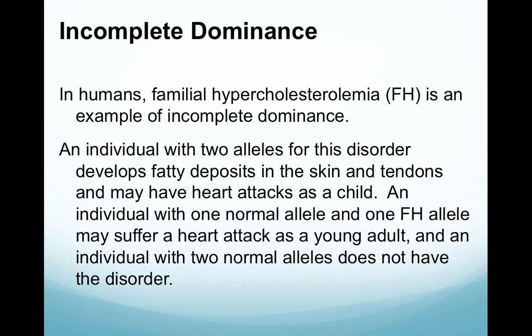Another example of incomplete dominance in humans is familial hypercholesterolemia. If you have two abnormal alleles, you have severe symptoms, including heart attacks as a child. If you have one normal and one abnormal allele, you have moderate symptoms that can lead to heart attacks as a young adult. If you have two normal alleles, you don't have any symptoms associated with this disorder.